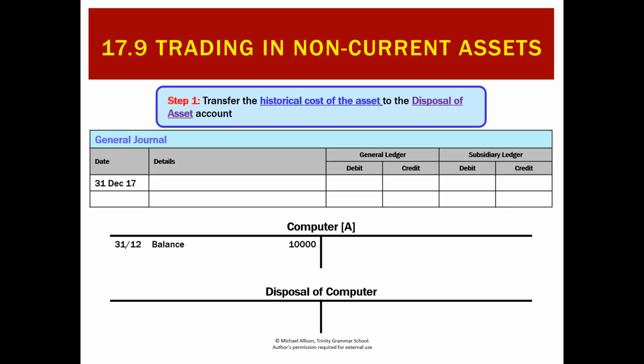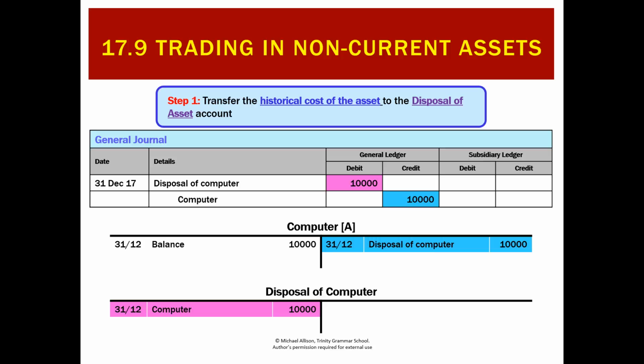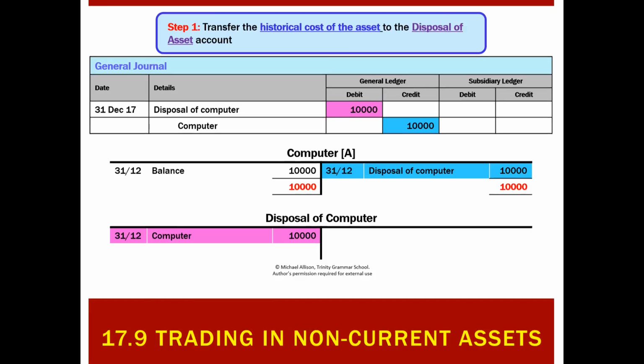Step one, transfer the historical cost of the asset to the disposal of asset account. That means we've got the old computer sitting here. It's worth $10,000. We've got to close that down to zero. And we'll do that by sending it as a debit to the disposal of computer account. So we'll do that in the general journal. We'll do a debit to disposal of computer and a credit to the computer ledger, like so. You can see now the computer ledger is reset to zero. We have a blank computer ledger because we don't own the computer anymore.